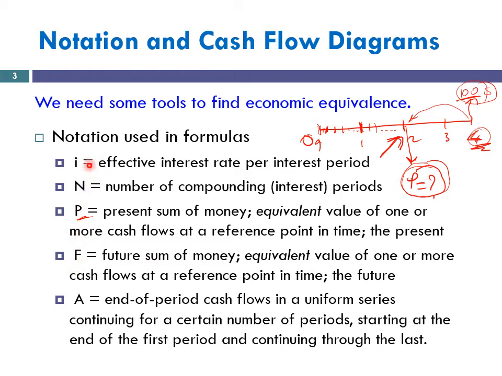You just need to know I is the interest rate, N is the number of interest periods, P is the present amount of money, F is the future amount of money, and what else? A is called the annuity. Okay, that's why it is written as A. So this is P because it comes from present value. Okay, so this P comes from present. This F comes from future, and this A comes from annuity.